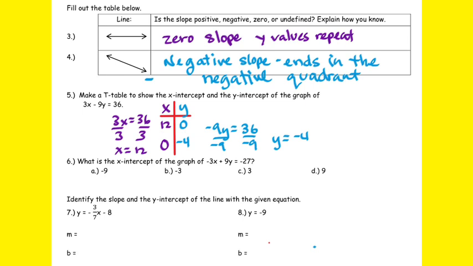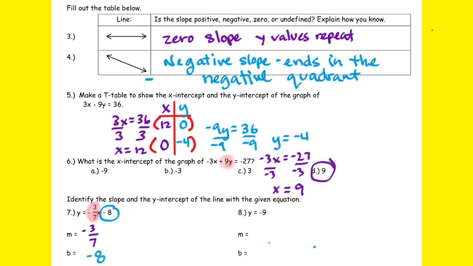On number 6, it asks us to just say what the x-intercept is, and that means y would be 0, so I would just solve by dividing by 3, and I would get 9. On number 7, the slope is negative 3 over 7, and the y-intercept is negative 8. On number 8, this is a zero slope because all the y values are negative 9.